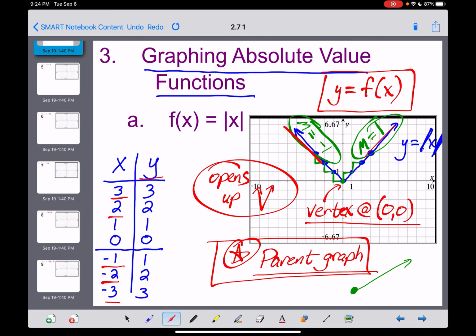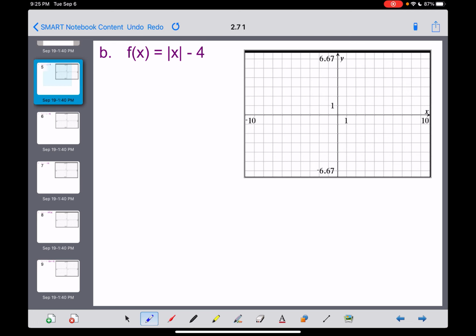We are not going to take this much time with any of the next 5 examples. What we're going to do is use this concept of a parent graph right here, and then we're going to take all of those transformations that we learned how to do in section 2.6, and we're going to use those to our advantage to come up with these graphs in a far more efficient manner. And you guys should like efficient because it means fast.